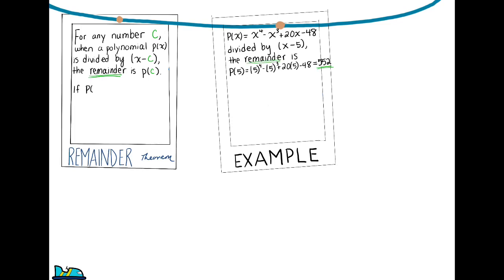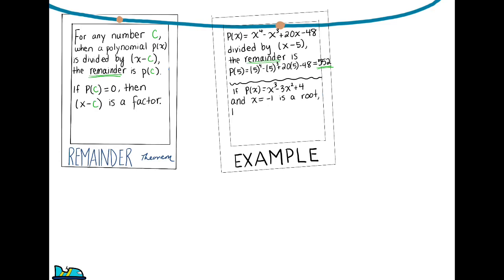Now, if p of c equals 0, then x minus c is a factor. If you get a 0 as a remainder, then that means it is divisible by x minus c. So for example, if you have p of x equals x cubed minus 3x squared plus 4, and x equals negative 1 is a root, and you know that, then p of negative 1 will give you 0, which means that x plus 1 is a factor of p of x.